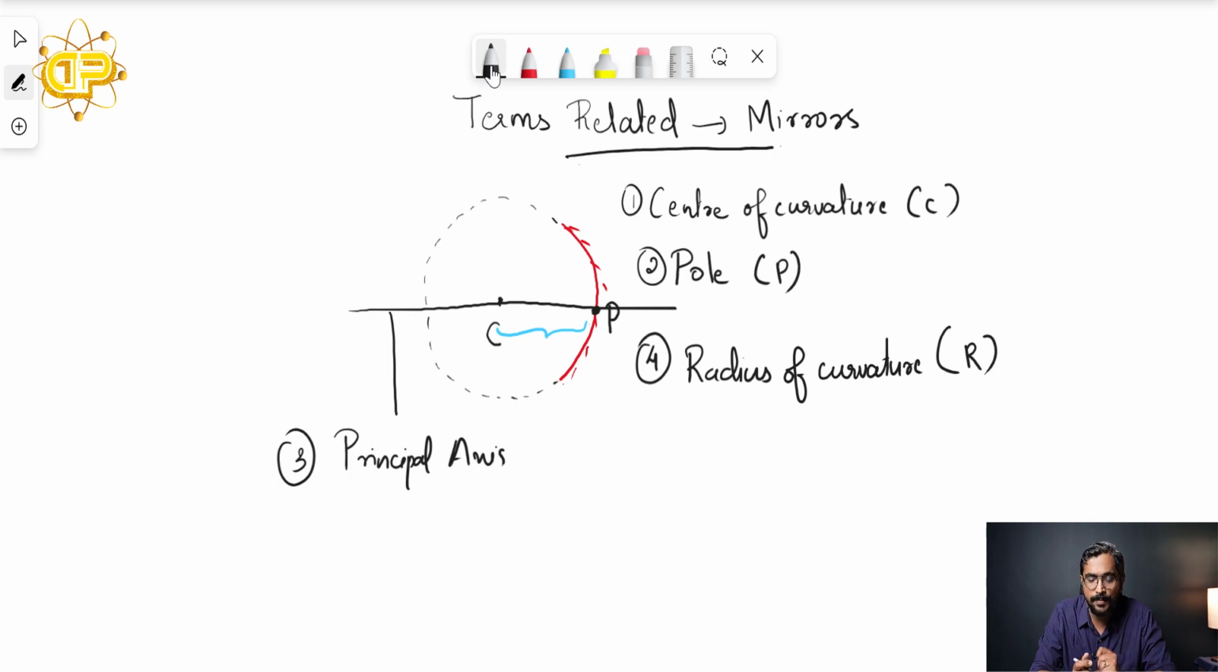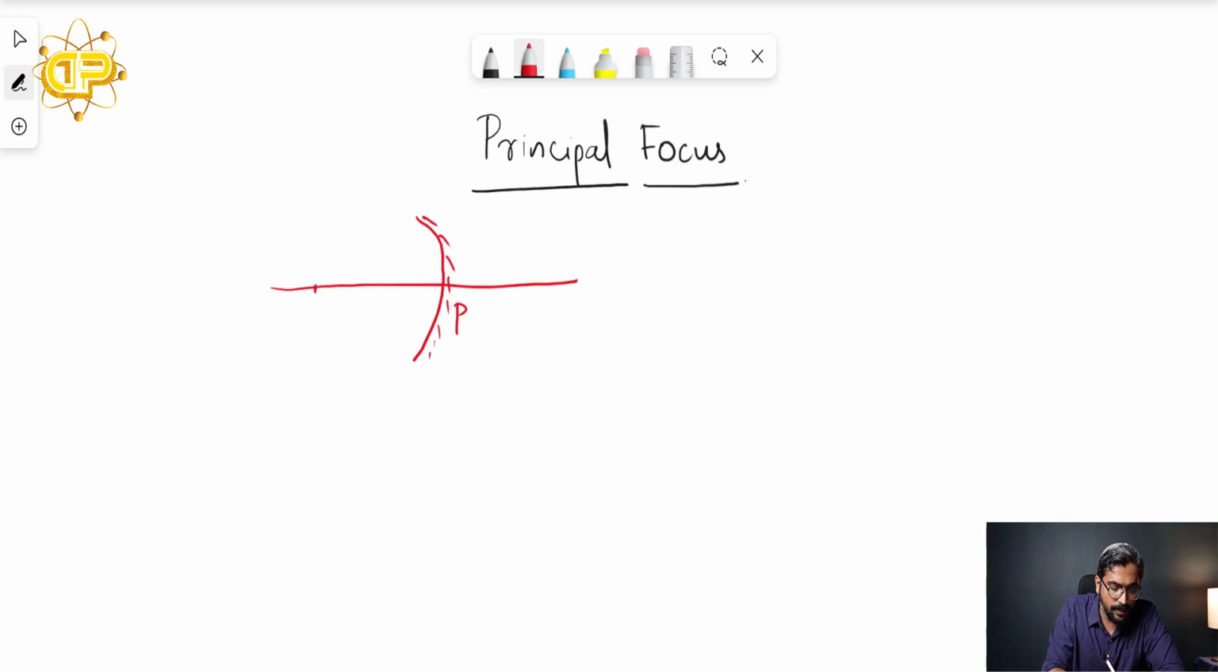Now, a very important term is known as what? The principal focus. We'll discuss principal focus for both the cases, both the mirrors, that is convex and concave mirror. So here we are going to take the first case, that is a concave mirror case. And this is the pole. This is the center of curvature. Now just imagine that you are passing two rays of light.